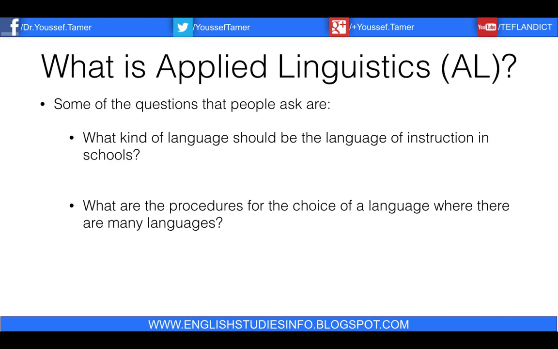What are the procedures for the choice of a language where there are many languages? What are these procedures that we are going to rely on in order to choose one language among others? It's not because of the beauty of the phonology of this language that I'm going to choose it rather than that one. It's not because of the beauty of the syntax of this language that I'm going to choose it and let down the other. Because all languages are good. All languages are beautiful. There is no ugly language or beautiful language. This is a misconception about language.